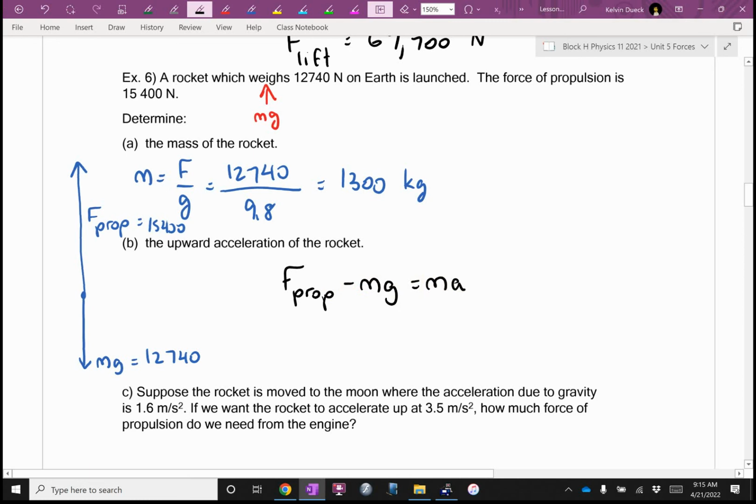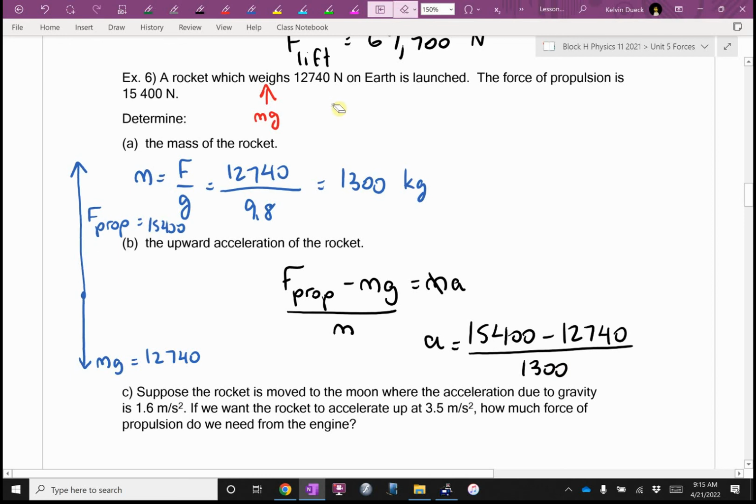What do they want us to find? Ah, Declan's theorem. It's going to be 15,400 minus 12,740 divided by 1,300. A common mistake, kids mistake weight for mass. If this was multiple choice, one of the answers would be if you divided by 12,740, if you treated newtons like kilograms, if you worked for Verizon. Don't be one of those people.